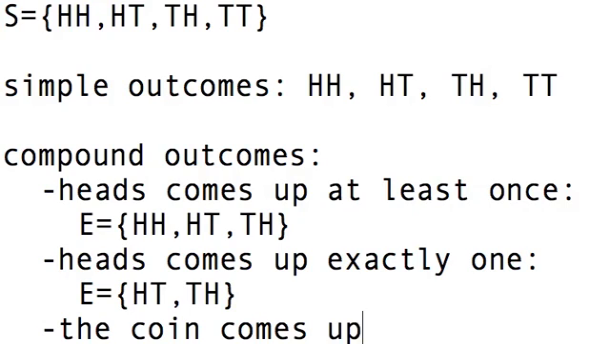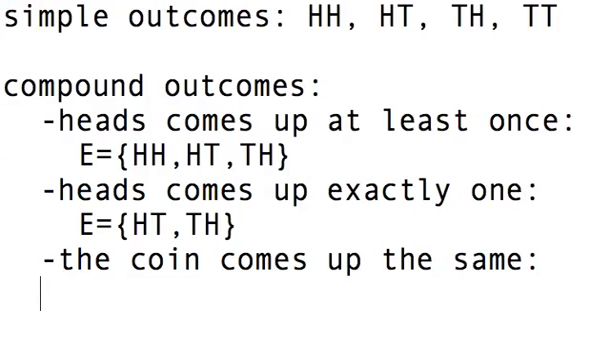Coin comes up the same both times. So then my events would be heads-heads, tails-tails. Great. So those are explicit examples of compound events or outcomes.